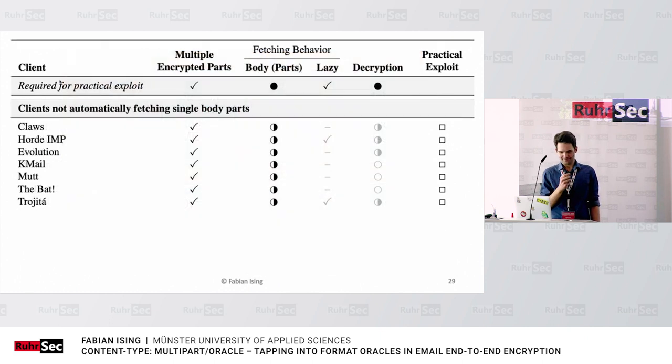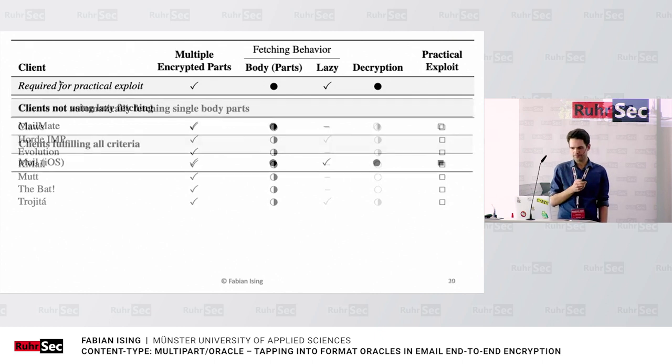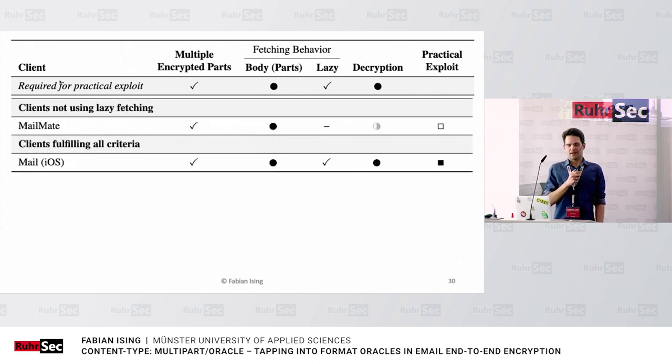Oh, well. So the next 7 clients were eliminated because they don't do automatic fetching of emails. So they will tell you, hey, you have a new email and download it when you click on it. So no automatic oracle there. At this point, only 2 clients remain. So we were getting a bit nervous at this point. So this might be bad for us. Mailmate was eliminated because it does not do lazy fetching. But then Mail on iOS, so Apple Mail, the Apple Mail client on iOS, remains, and it ticks all boxes. Phew, that was a close one.